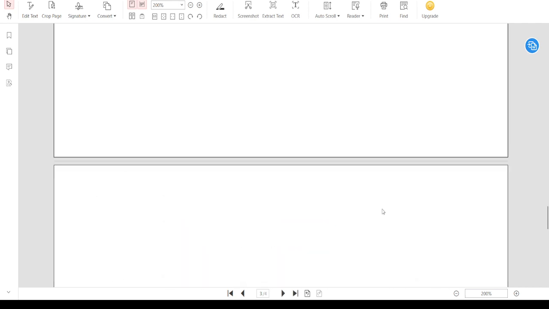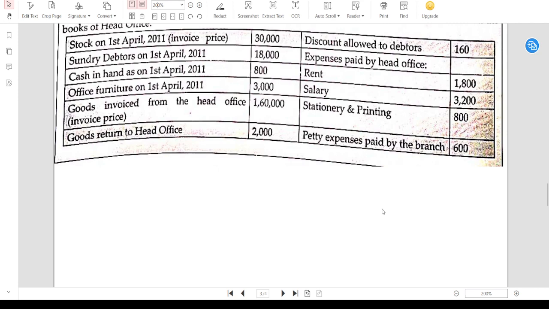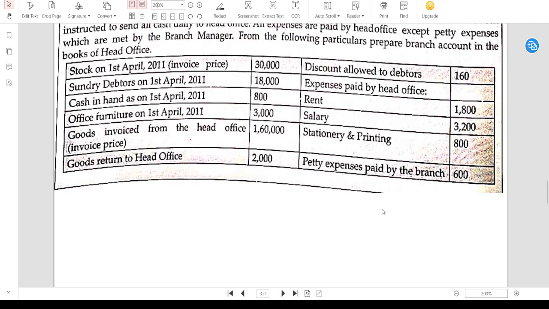So guys, it is very clear from the question that the things are given based on the invoice price. And remember always, invoice is on what? Obviously, invoice is on goods. Remember this, guys, it is very important.